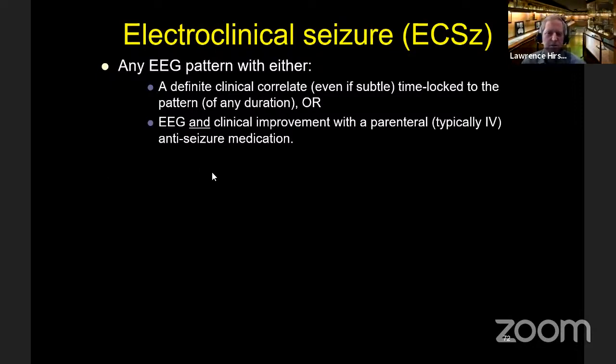All right, so then electroclinical seizure is defined as any EEG pattern. So this is different. It doesn't have to have epileptiform discharges. It doesn't have to be any particular frequency. So any EEG pattern that is time locked to a definite clinical correlate, and it can be a subtle one like thumb twitching as long as it's definite and time locked to the pattern, or EEG and clinical improvement with IV meds, and you heard all about that already. Part of why it was separated out is the actual EEG pattern. There's no particular criteria, so it could just be 1 Hertz high amplitude rhythmic delta. As long as there's a time locked clinical correlate, then that would qualify.